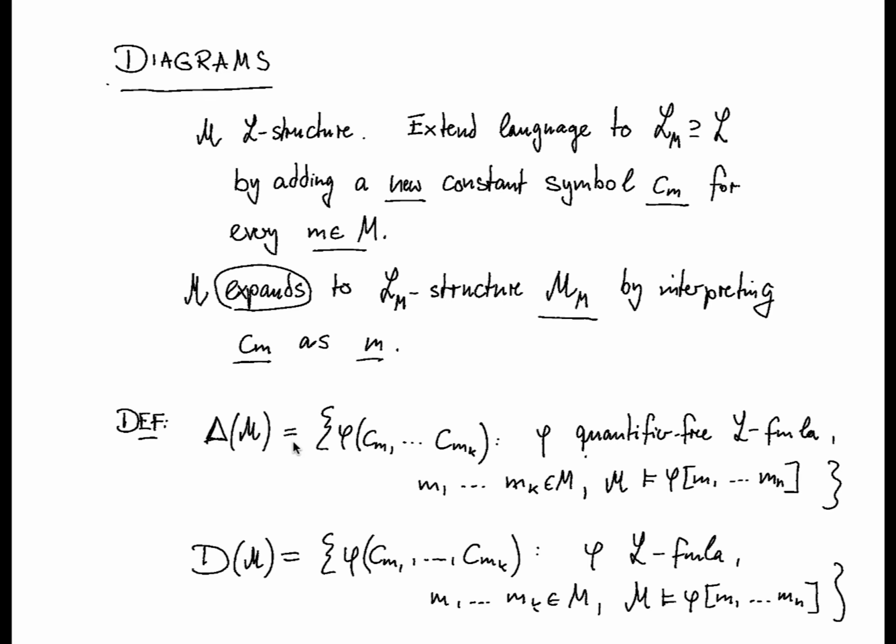And then we can form two sets of formulas. The one here is delta M. That's the set of all formulas phi(c_m1, ..., c_mk), where phi is quantifier free. So that's important here. That is a quantifier-free L formula, and m1 up to mk are elements of M such that if I assign m1 up to mk to these positions, then this formula phi holds in M. Because we are restricting ourselves to quantifier-free formulas, this is called the simple diagram.